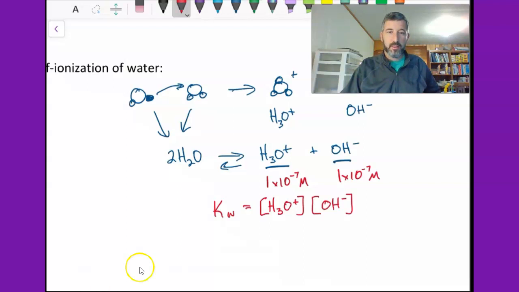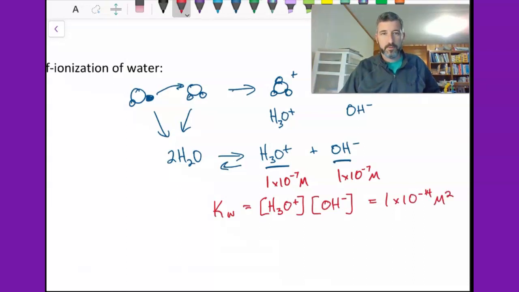And because these are both 10 to the minus 7, if I take 10 to the minus 7 times 10 to the minus 7, I actually get 10 to the minus 14. And it gets molar squared as its unit because molar times molar would just be molar squared. Okay, so that number always stays the same.